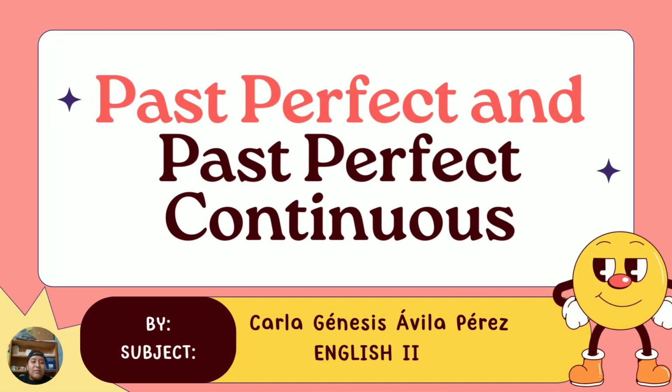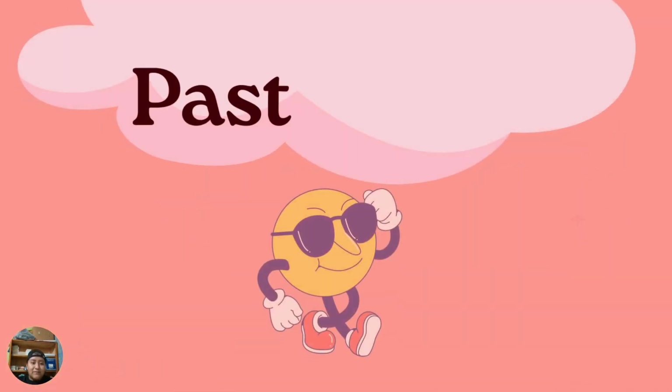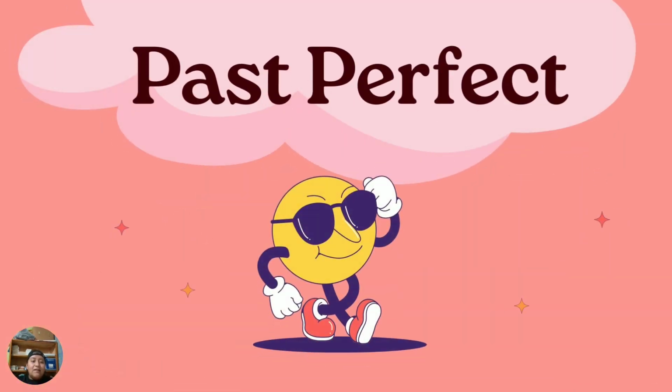Today I'm going to talk about two topics, the past perfect and the past perfect continuous or progressive, with many examples. Now let's start. Past perfect and past perfect continuous. Let's start with the past perfect.